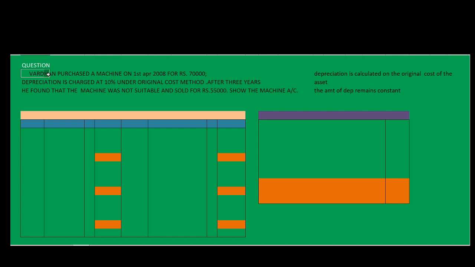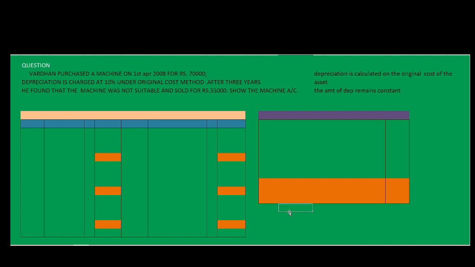Now in this question, Vardhan purchased a machine on 1st April 2008 for rupees 70,000. Depreciation is charged at 10% under the original cost method. After 3 years, he found that the machine was not suitable and sold it for rupees 58,000. So they have used it for 3 years. You should remember that. After 3 years, they have sold it. So first of all, what are the financial years for which we have to calculate depreciation?